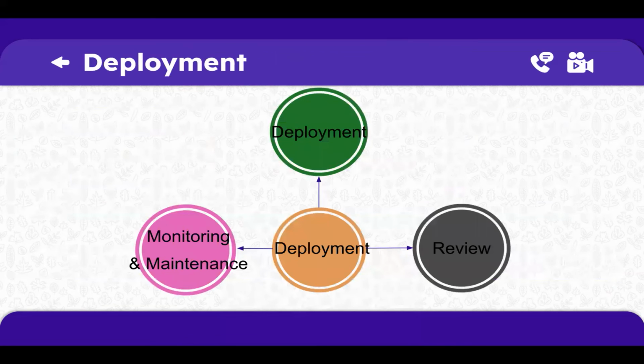Then, last but not least, deployment. We need to pay attention to the availability of the results of data analysis and the ability to meet the commercial goal of accurate advertising. We divide the deployment into 3 parts. They are deployment, monitoring and maintenance, and review.